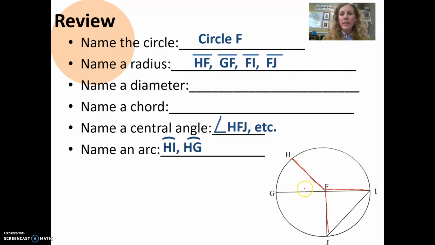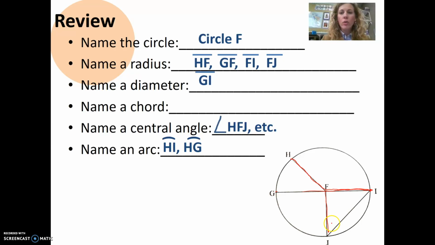Okay, and then if we want to name a diameter, we're going to look for a line that goes all the way from one point on one side of the circumference through the center of the circle to a point on the other side of the circumference. And so on this circle we only have one, and it's line segment GI.